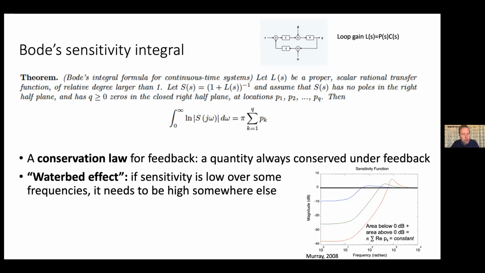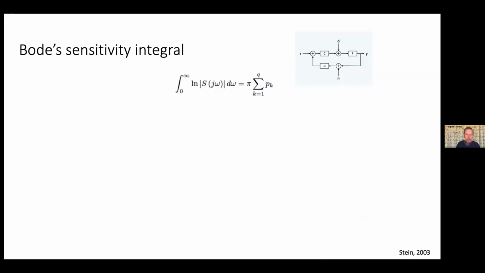It's also called the waterbed effect, because what does it tell us? If we look at the sensitivity function again, we see that if we have this red sensitivity function, if we push it down at low frequency, it necessarily needs at some point to pop up. And if we don't push it down so much, like the green one, it doesn't have to pop up so much. But basically the sum of what is above this 0 dB line needs to be equal to what is below that line. So that is what Bode is telling us here.